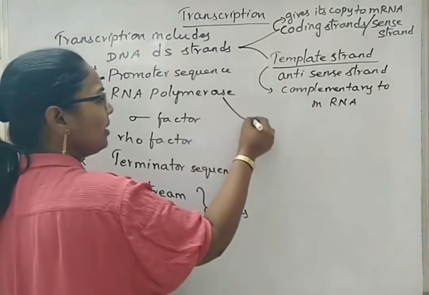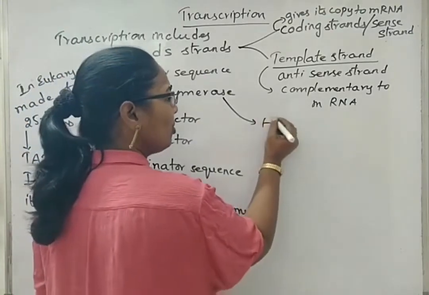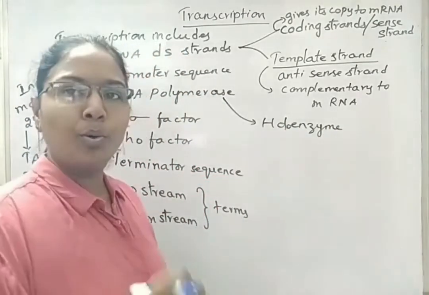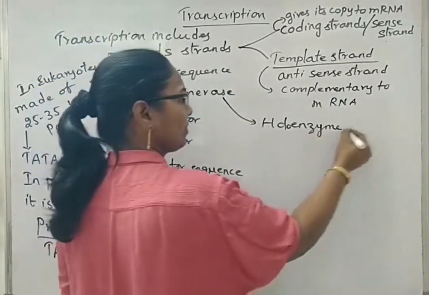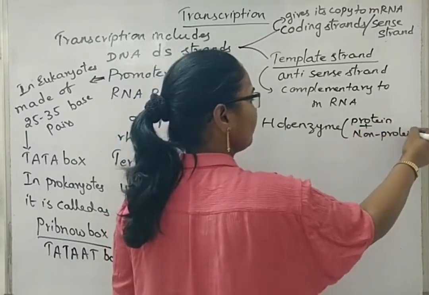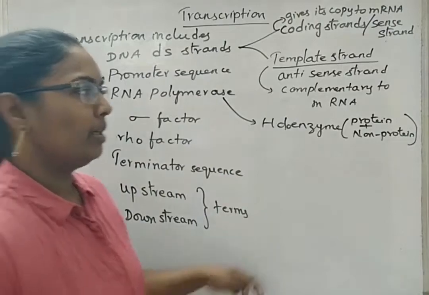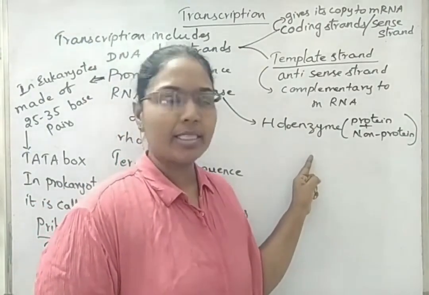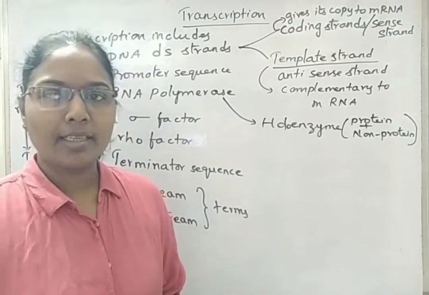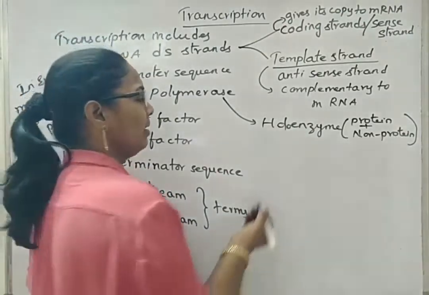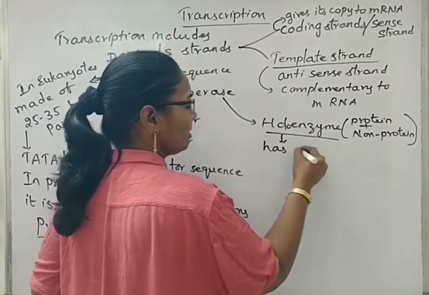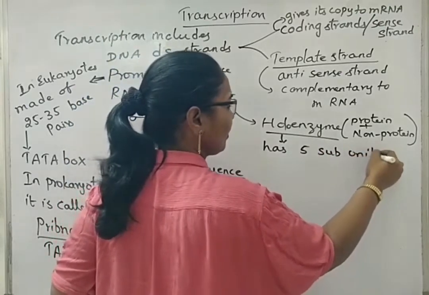Now, RNA polymerase, it is nothing but an holoenzyme. What is meant by holoenzyme? Means the enzyme that has both protein part and non-protein part. Means it has protein part plus non-protein part. Both of them is called as holoenzyme. The protein part of the holoenzyme is called apoenzyme. The non-protein part, it can be a cofactor, an organic cofactor, or an inorganic cofactor. Means nothing but the minerals. Now, this holoenzyme, it is having few subunits. Has 5 subunits. What are those?